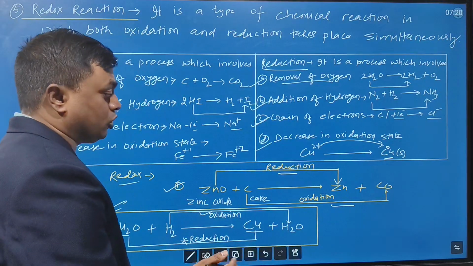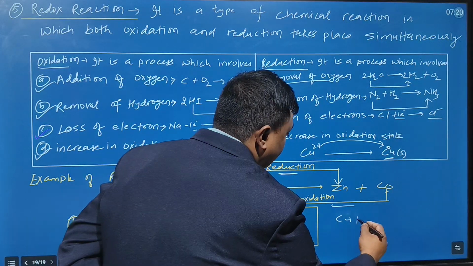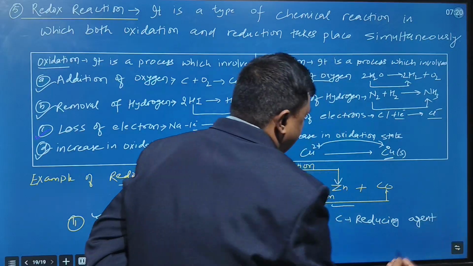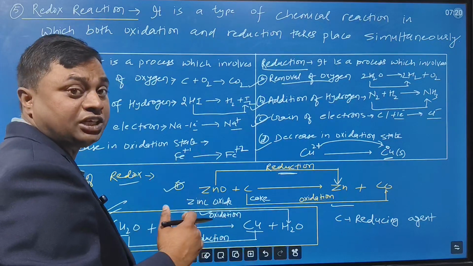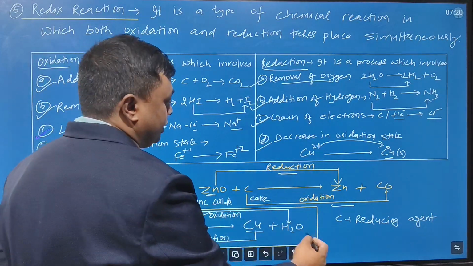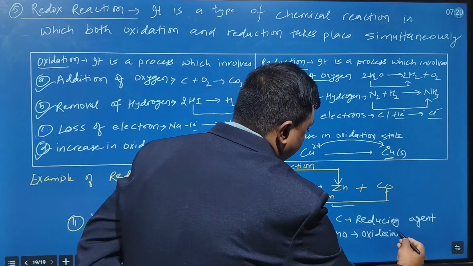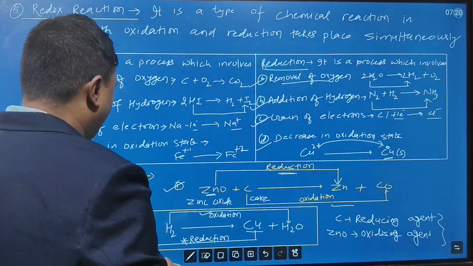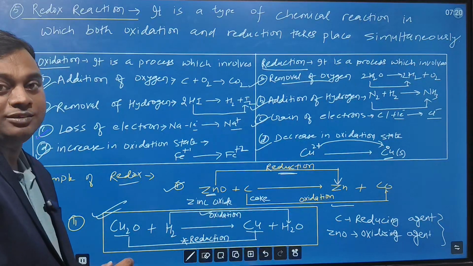The substance which gets oxidized, here carbon is getting oxidized. So it is a reducing agent. You can say the substance which undergoes oxidation is a reducing agent, and the substance which undergoes reduction is called an oxidizing agent. Here you can see zinc oxide undergoes reduction. So zinc oxide is the oxidizing agent. These questions may be asked: you have to identify the oxidizing agent and reducing agent in the reaction.